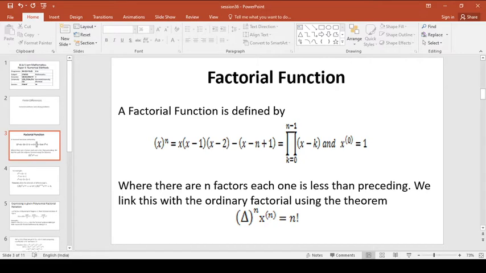A factorial function is defined by x raised to n is equal to x into x minus 1 into x minus 2, and so on, up to x minus n plus 1. It is also denoted as the product of x minus k, where k is from 0 to n minus 1, and x raised to 0 is equal to 1, where there are n factors, each one less than the preceding one. We link this with the ordinary factorial using the theorem: the nth forward difference of x raised to n is equal to n factorial.